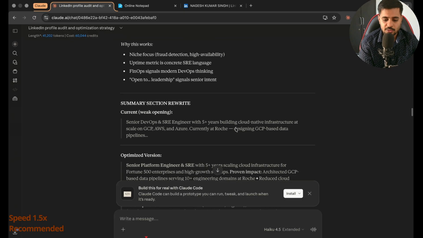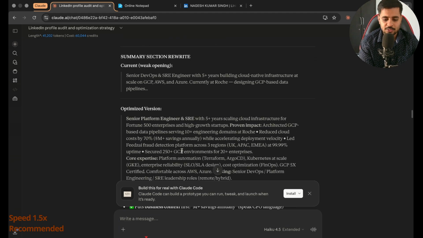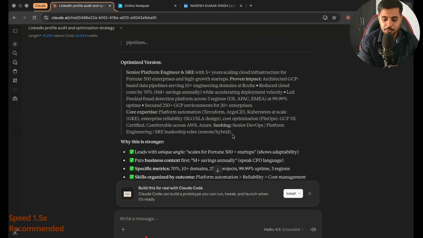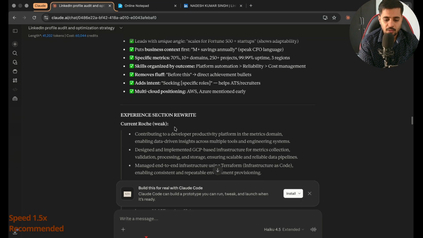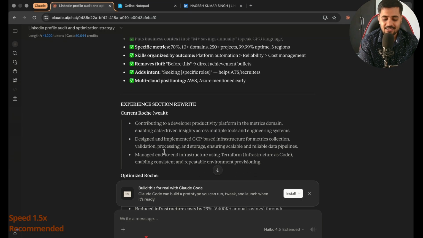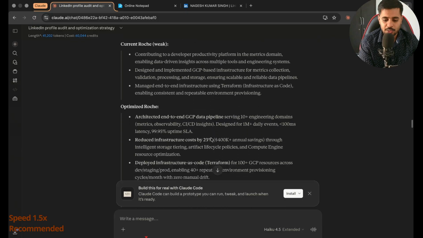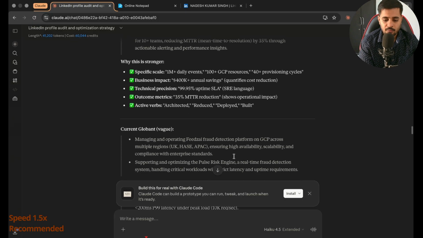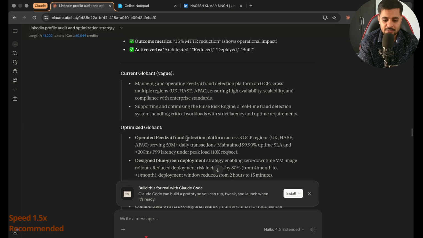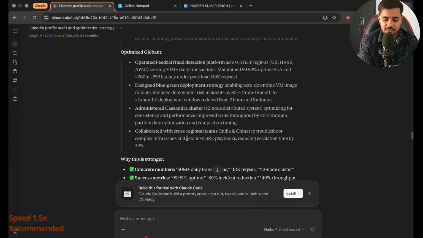Okay, let me see the summary section rewrite. Okay, current is weak opening, optimized version. This is the optimized version Claude has given to us. You can use that right away in your profile. Okay, experience section rewrite. Again, whatever is current is weak, you can use the optimized experience section. That's very good. For all your experiences, he has given the optimized experience section summary.